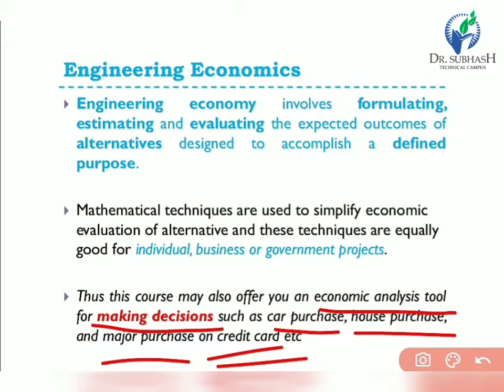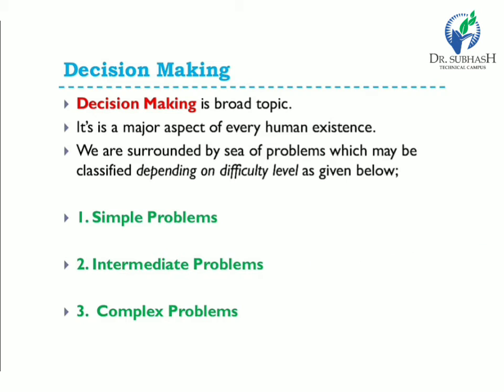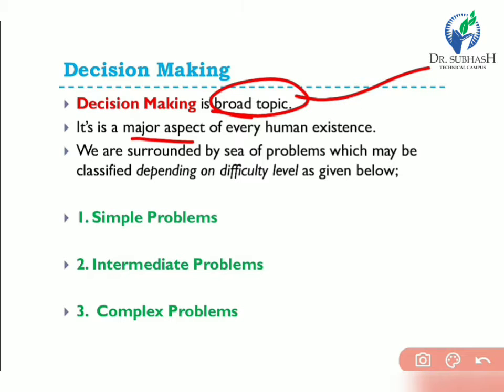Now next, decision making. Decision making is a broad topic in which we make many decisions like buying a car, buying a house, buying an industry, or any other buying, like purchase of materials for our industry, purchase of textiles, purchase of industrial equipment and machines. So it's a broad topic. It's a major aspect of every human existence.